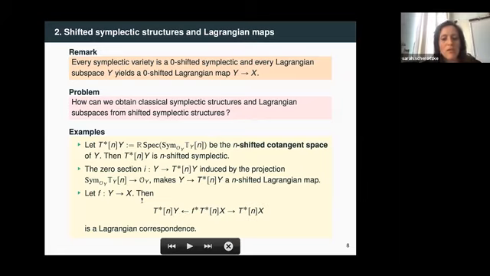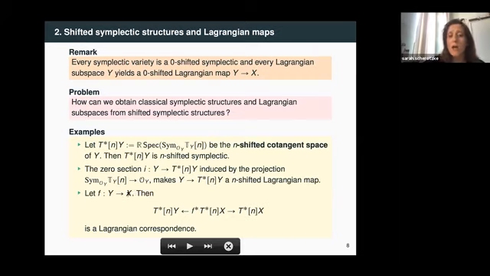More generally, that's the third point. If I have in general a map from Y to X, then I will always get an n-shifted Lagrangian correspondence, which is the one that is written here. So in the middle, we find the n-shifted cotangent space of X pulled back to Y, and we have natural maps to the n-shifted cotangent space of Y and to the cotangent space of X. And one can show that this is in general an n-shifted Lagrangian correspondence.